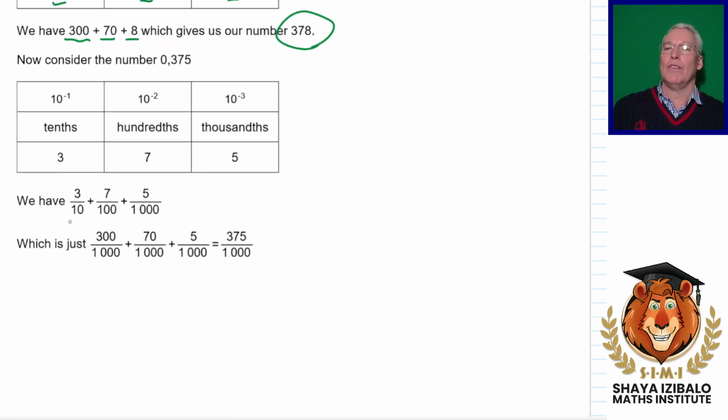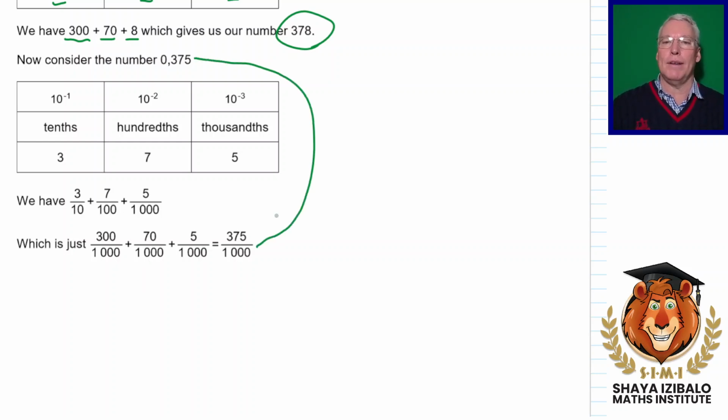Now, when we've got decimals, we've got tenths straight after the decimal point, then hundredths, and then thousandths. So this number here actually represents 3 tenths, because that's 3 in the tenths column, 7 hundredths, and 5 thousandths. If we wanted to add them, we would need to get the common denominator, which we're totally comfortable with from fractions, and we get 375 thousandths. So 0.375 is 375 thousandths.